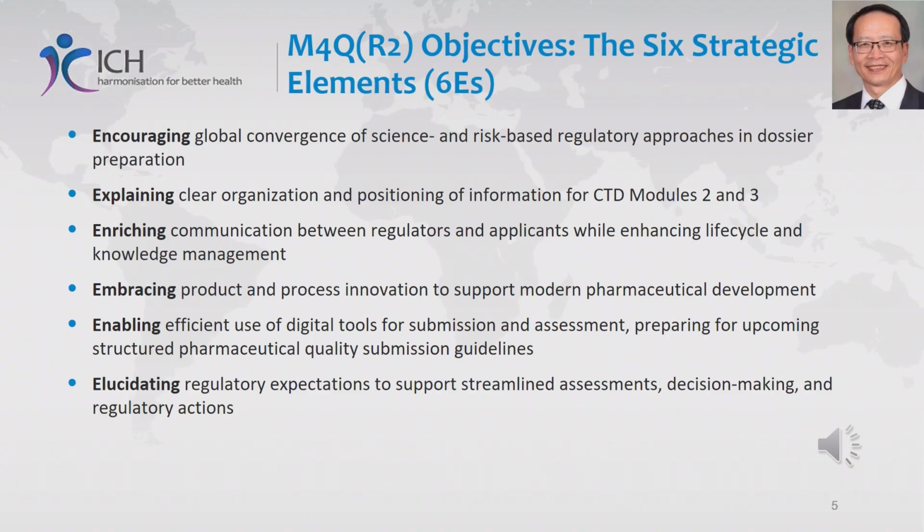Our objective for M4Q R2 can be summarized by what we call the 6 E's. 6 strategic elements that guide our approach. Encourage global coverage for science and risk-based regulatory approach in dossier preparation. Move beyond harmonized formats to truly harmonize scientific approaches. Explain clearly the organization and position of information for CTD Module 2 and Module 3.